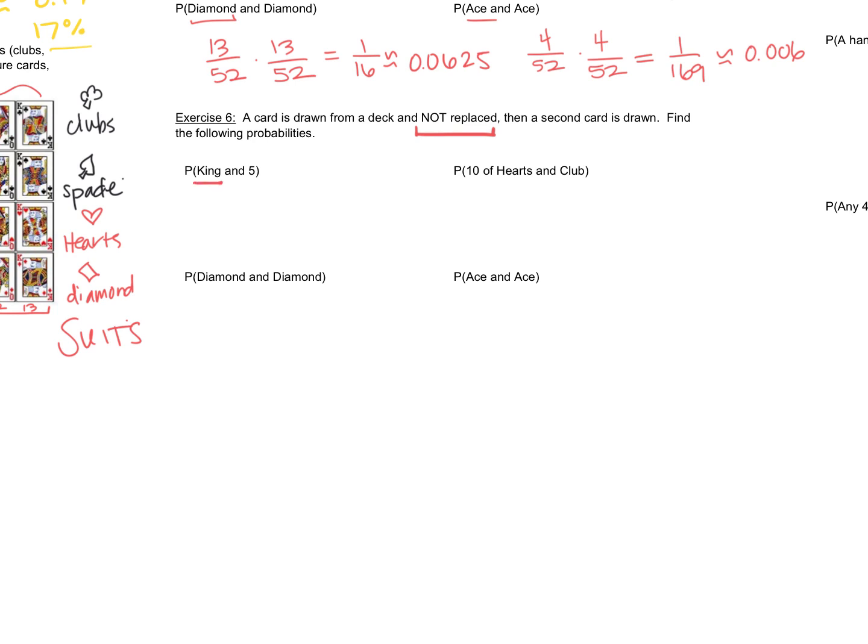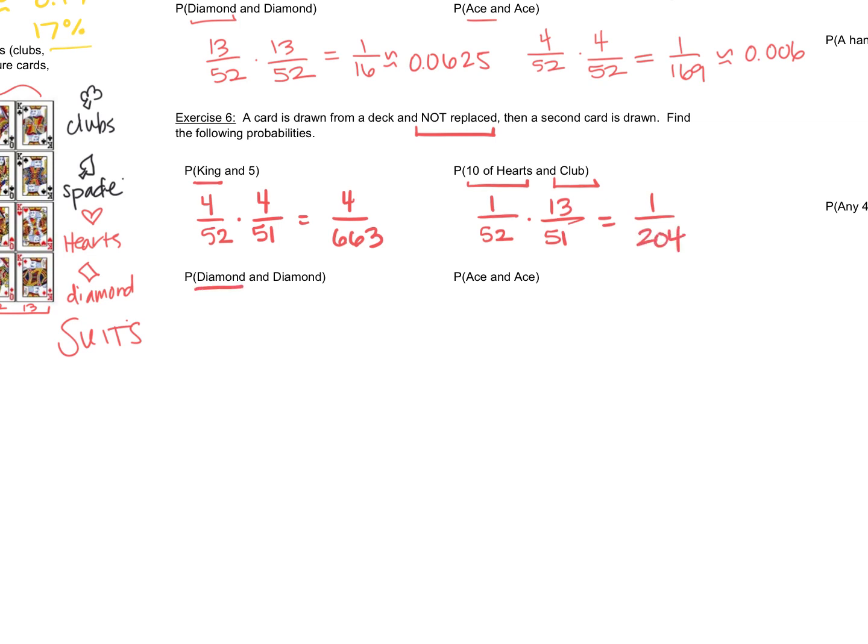So the probability of getting a king is 4 out of 52. Now getting a 5, there's still 4 5s to choose from, but the deck is 1 less, so it's out of 51. So we'll get 4 out of 663. You can change it to a decimal too if you want to. I just left that as a fraction. Now a 10 of hearts, there's 1 of those out of 52. To get a club, there's 13 of that suit, but again, out of 51. So those are not independent, so it's changing it up a little bit. So we get 1 out of 204.